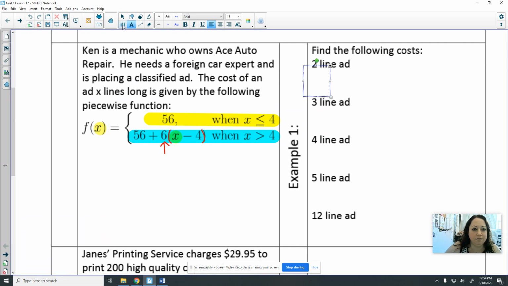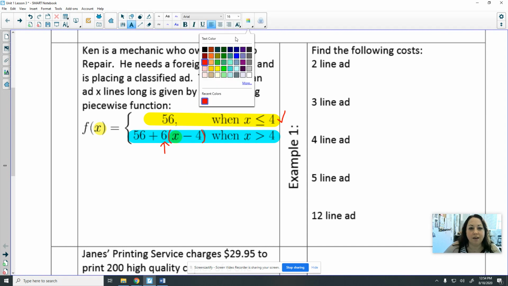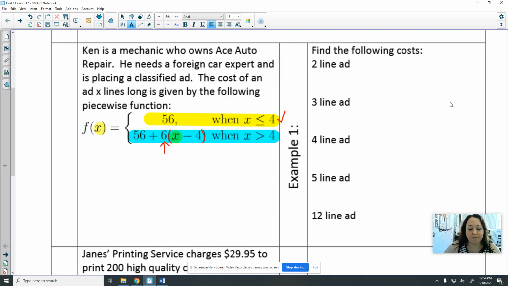I want to set this up the right way. I'm going to use this top equation, the one that I highlighted in yellow in that first video, because I know that 2 is less than 4. So I'm going to type this in as f of 2 is equal to $56. I'm going to put it right where it belongs. f of 2 equals 56.